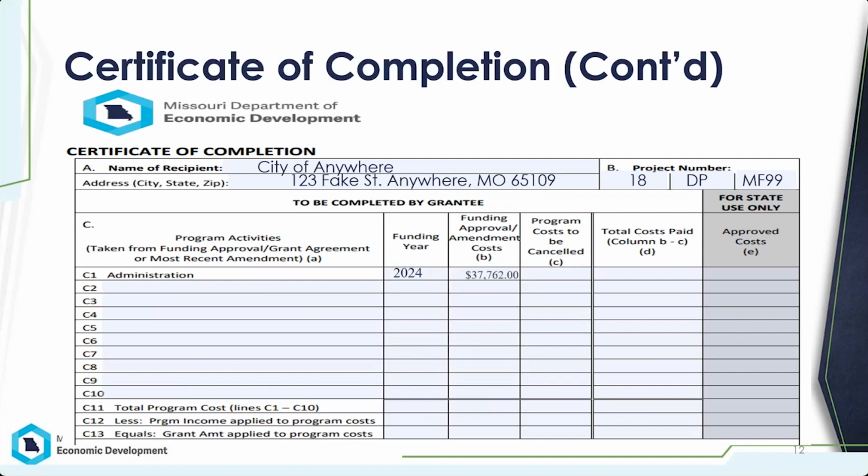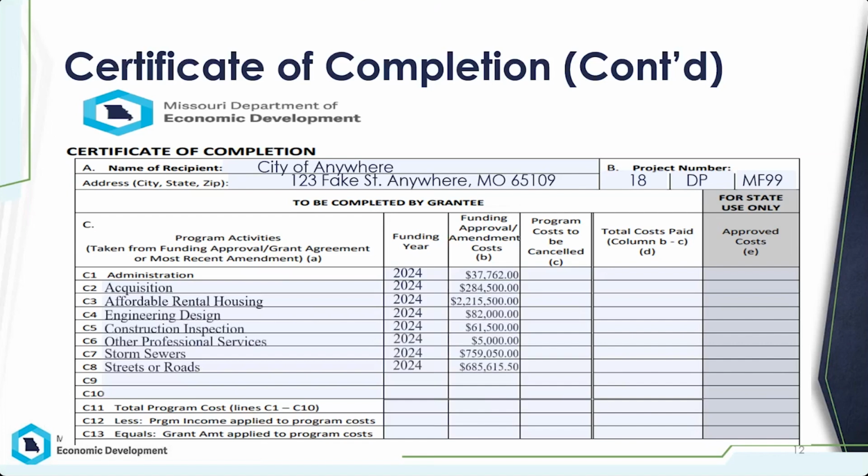This one did have administration, so it was allocated $37,000. It had acquisition, affordable rental housing, and then all the other line items that we saw in that RFF earlier today. Then you've got column C, which is in the middle there.